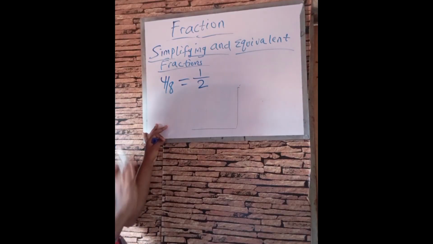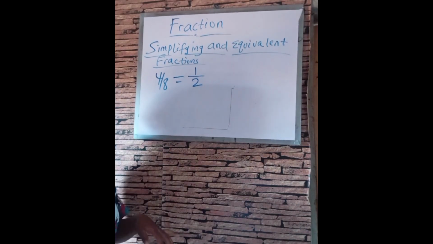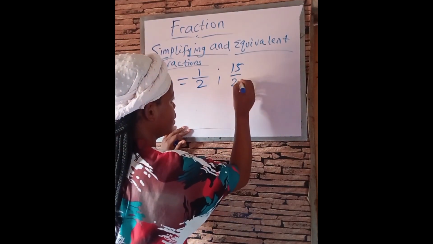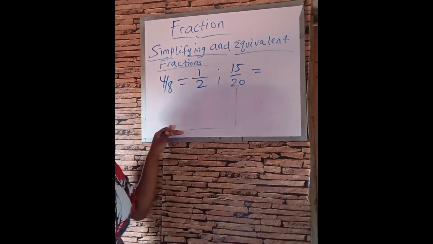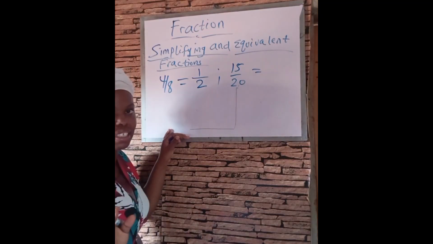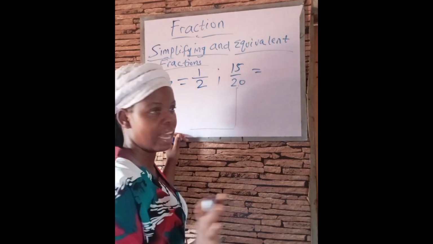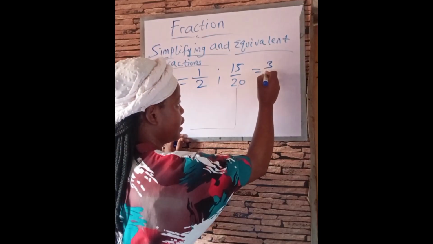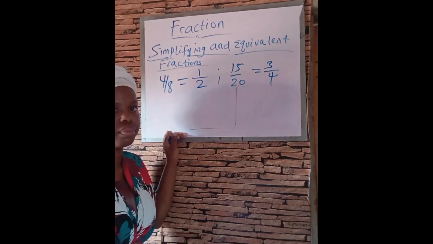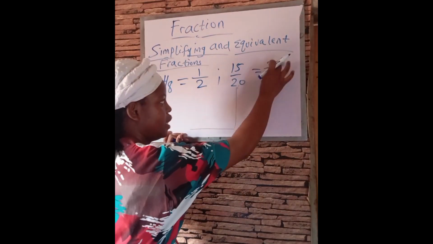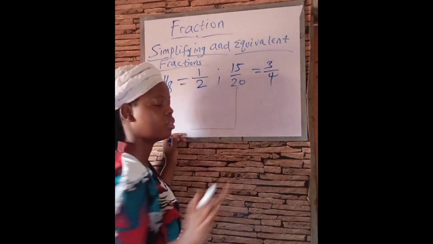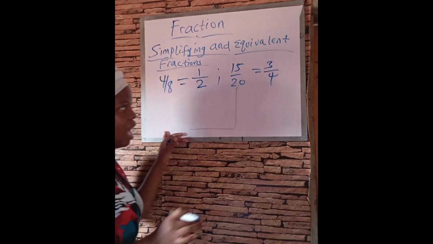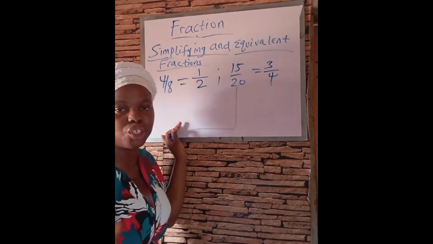For example, let's say we have 15/20. To simplify this, you can see that 5 can easily go into 15 and it can easily go into 20. So we have 3/4. 15 divided by 5 will give you 3. 20 divided by 5 will give you 4. So you have already simplified this fraction to this, and both of them are equivalent to each other.